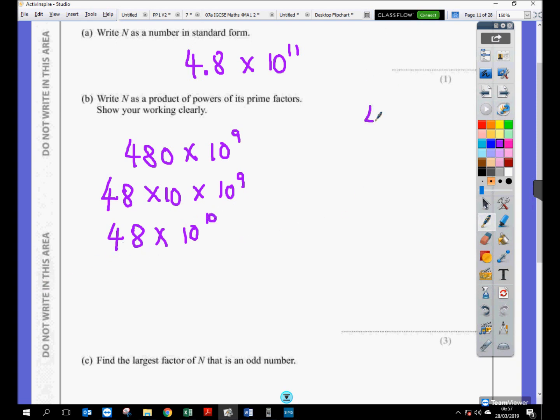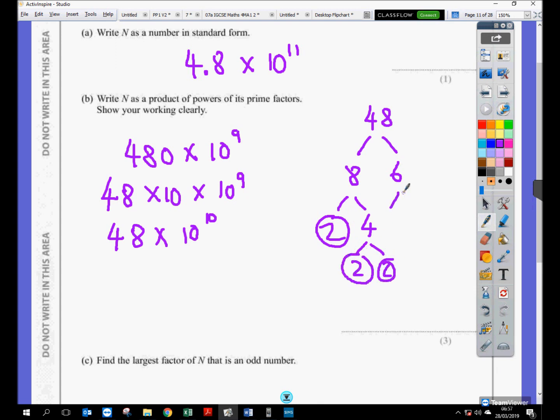Now 48, let's have a think about what 48 is. 48 can be split up using, let's say, 8 and 6. So 8 and 6, so 8 is 2 times 4. 2 is a prime number. 4 is 2 times 2. 6 is 2 times 3. I'll put a circle around all the prime numbers. Okay, so 48 is complete. 48 is 2 to the power 4 times 3.